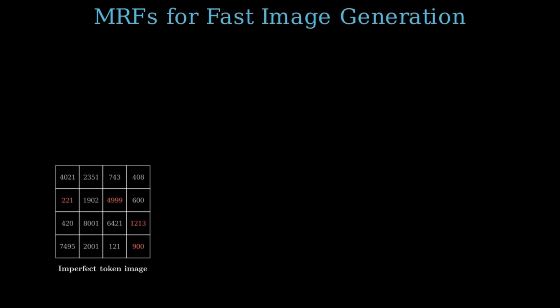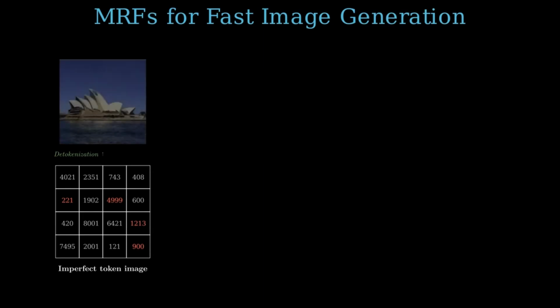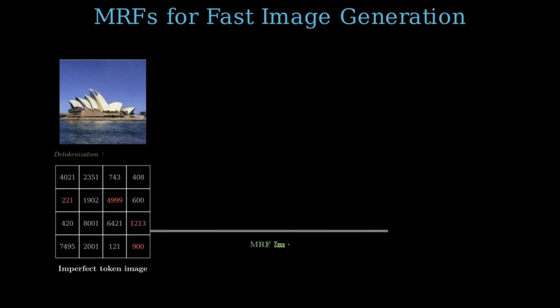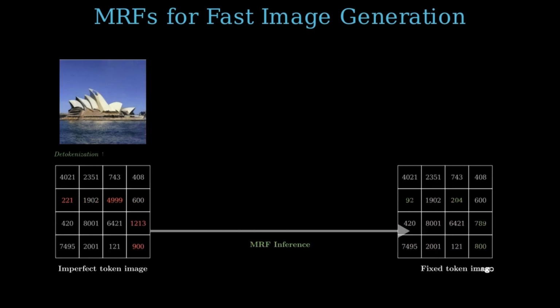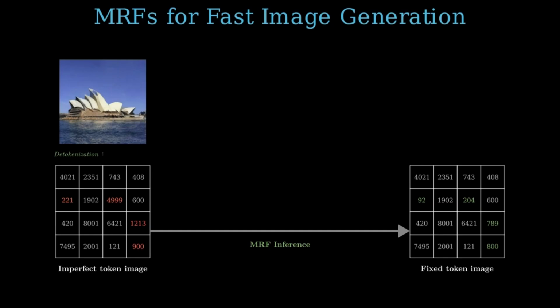meaning of the image. Let's look at a stunning visual example of how Markov random fields correct token errors, using the Sydney Opera House as an example. Initially, the model generates an imperfect set of tokens. Looking at the matrix on the left, we can see erroneous tokens highlighted in red, such as 4,999 or 1,213. If we decode this grid directly, the resulting Opera House image would be distorted and contain many visual artifacts.